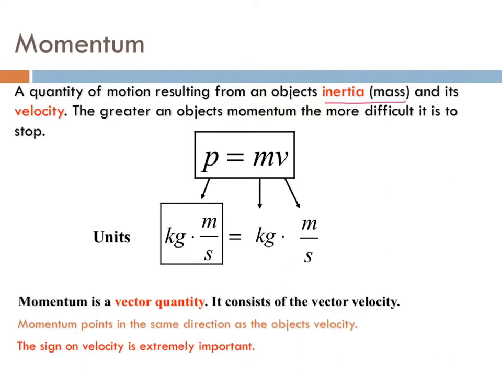And momentum has to do with velocity. The greater an object's momentum, the more difficult it is to stop. So remember that momentum will be represented by a P, and it is mass times velocity.